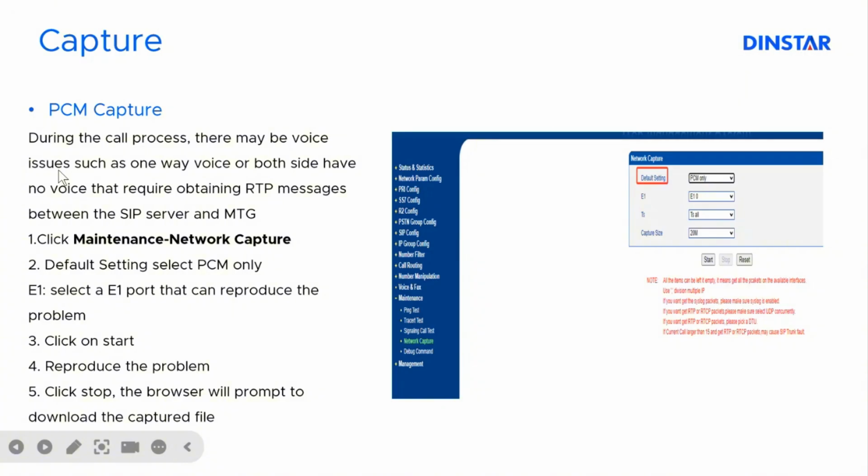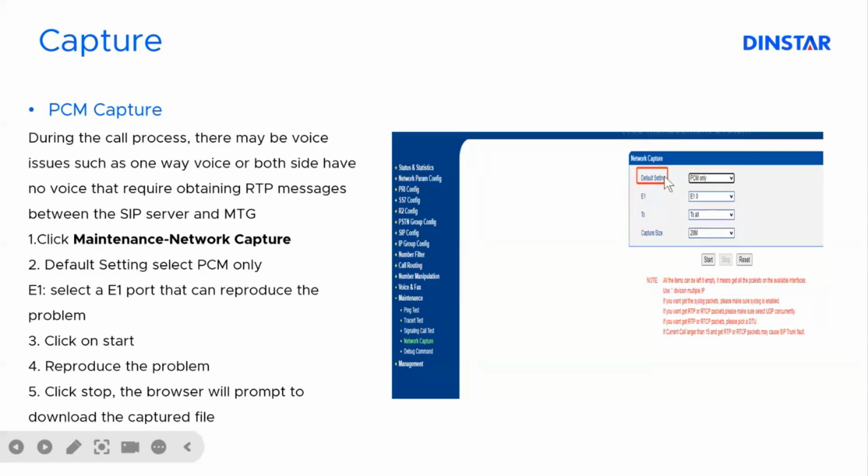As we all know, the E1 or T1 line is a PSTN line, right? So for the PSTN line, we have the PCM captures, and here we can find the place to get the PCM capture. First we need to go to the maintenance page. Actually, they are the same page, right?